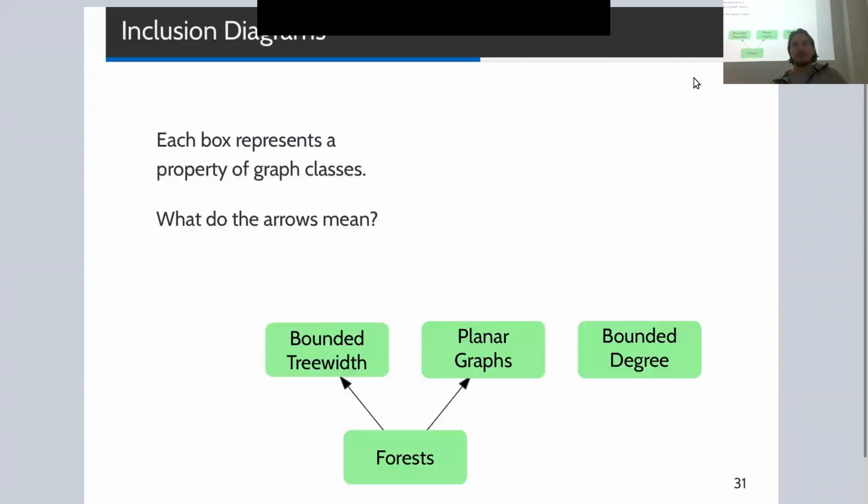If not, then I would like to talk about inclusion diagrams and how to talk about these graph classes. So now we can talk about properties of graph classes. A graph class can have bounded tree width, or can be planar, or can have bounded degree. And we can draw these properties in boxes, and then we can draw arrows between those boxes. Can somebody tell me what these arrows could mean? Why is there an arrow from forests to bounded tree width?